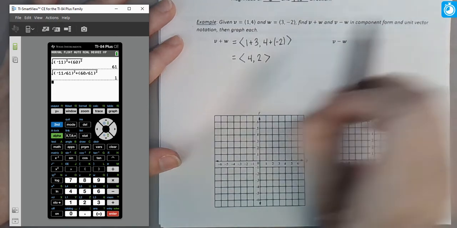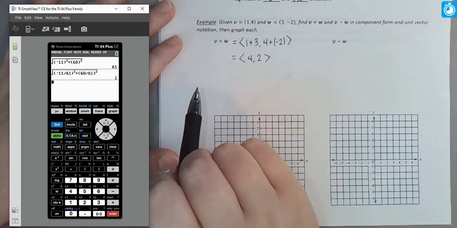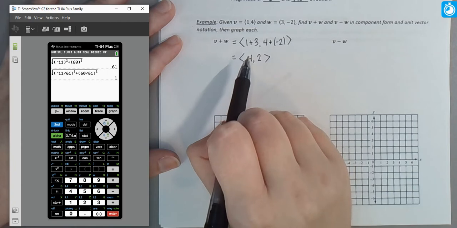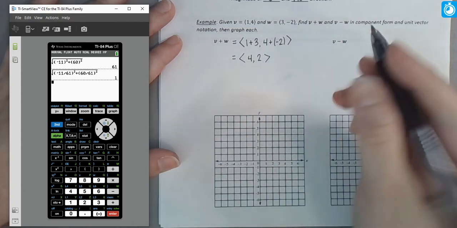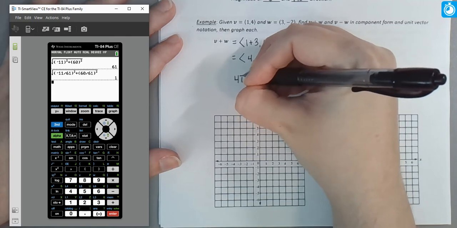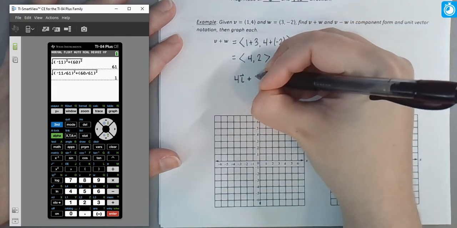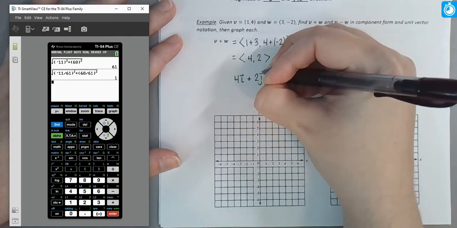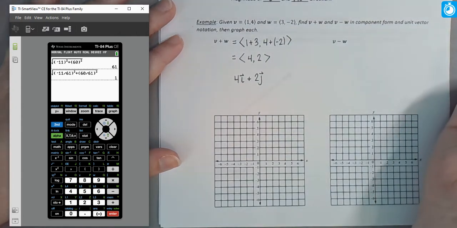Now, what if we want unit vector notation? That means i and j. That just means these are now the scalar multiples of i and j. So equivalently, we could write this as 4i plus 2j. Different notation, same idea.